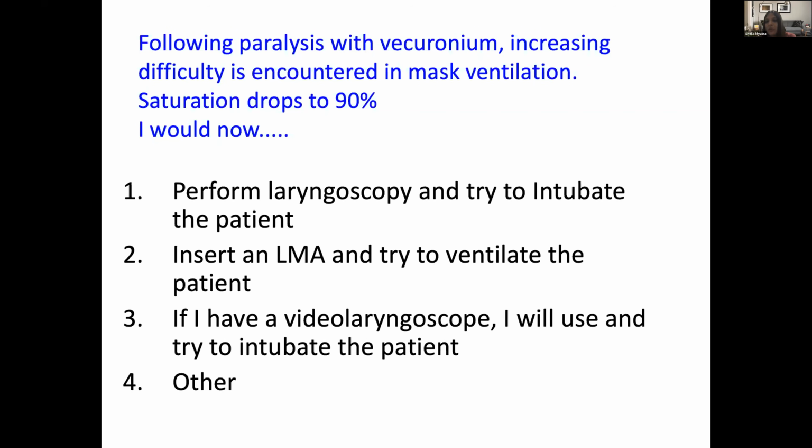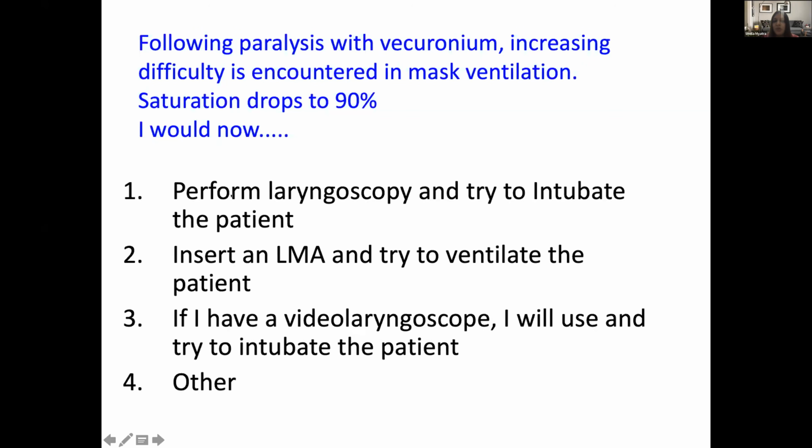Should I perform laryngoscopy and try to intubate this patient? Should I insert a supraglottic airway device and try to ventilate this patient and bring up the saturation? And if I have a video laryngoscope, I will use this and try to intubate this patient. So what should I do? Or should I do something else? Can I have the answers? A few are answering number 2, insert an LMA and try to ventilate the patient. Right. Okay, so now that's right.